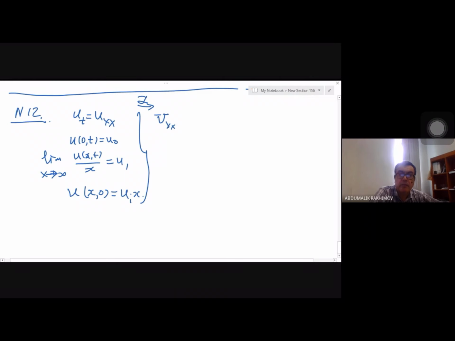Uxx, I write first on the right side. When you transform this ut, it will be minus s times u. On the right side I will have minus u1 times x. So this is the equation. The first boundary condition, if I transform, will be the same: u0 of s is equal to u0 over s.